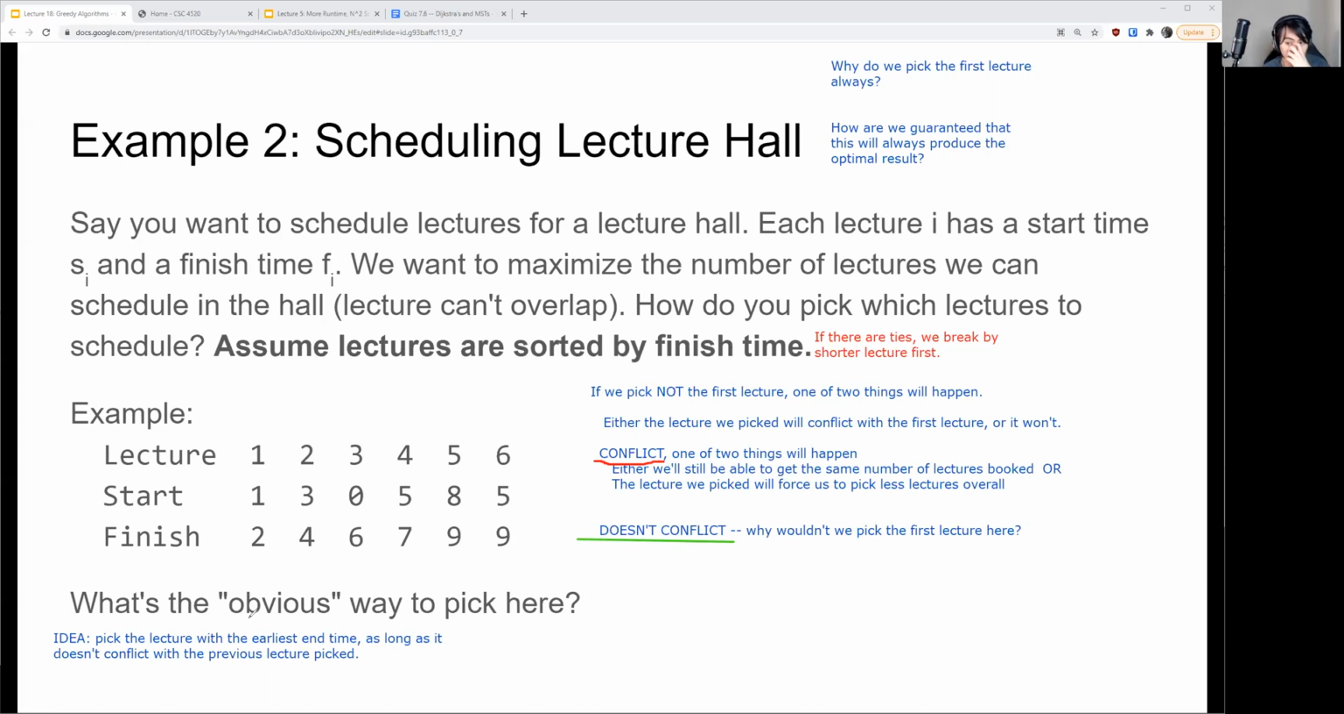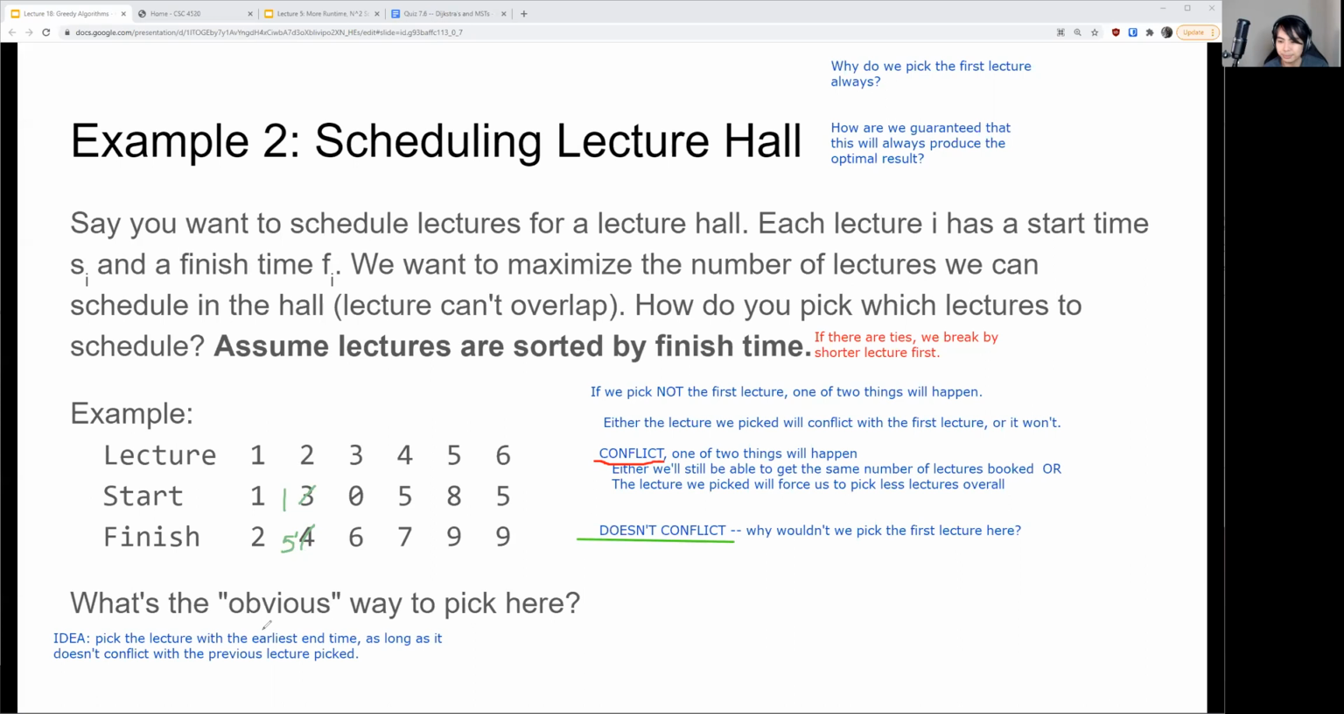In the case where lecture 2 is 3 to 6, why wouldn't we pick that? The start time of lecture 2 is more than the finish time of lecture 1. I might have made a mistake. Yeah, I should have said in the conflict case. Yeah, you're right. I should have said 1 to 5 here. That would have been correct. Sorry, I was doing the example really, really fast. It should have been 1-5, not 3-5.